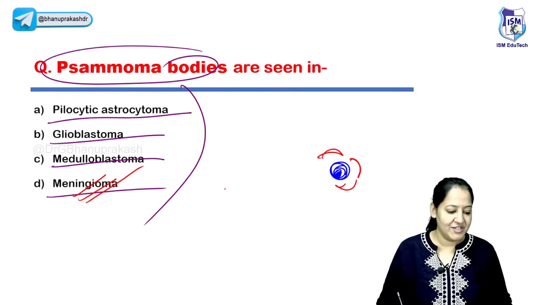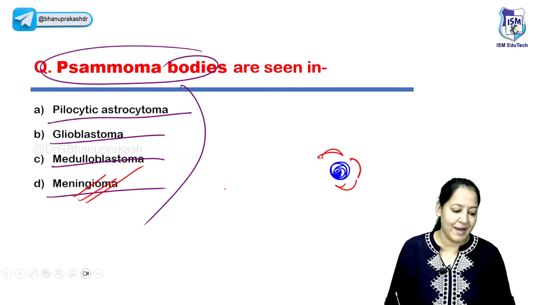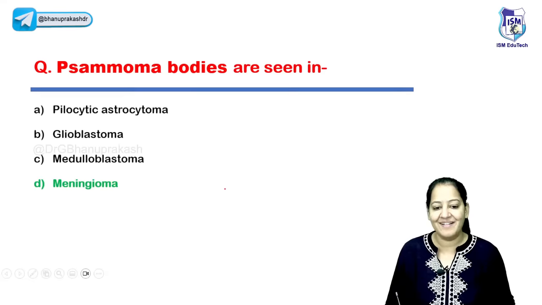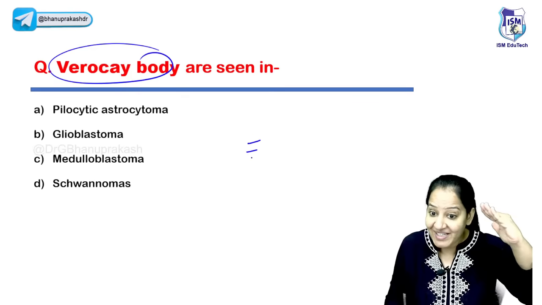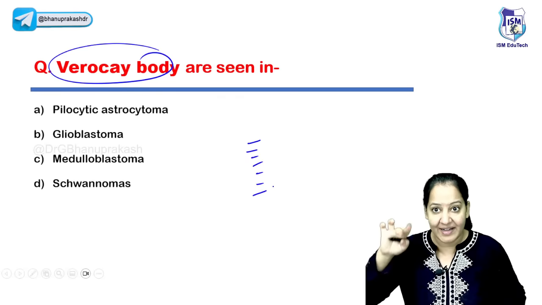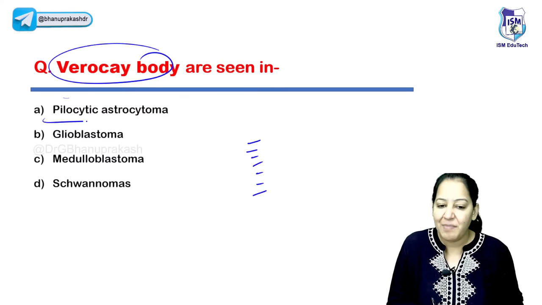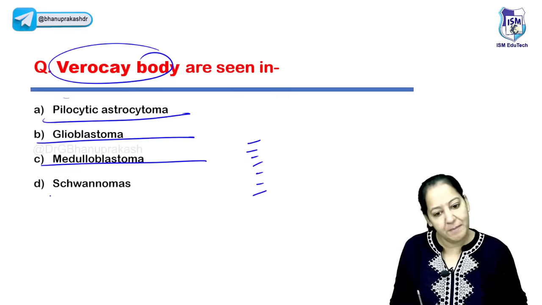Yes, absolutely right. They are common in meningioma. The next question, Verocay bodies. Just now I taught you Verocay bodies: the palisading arrangement of the nucleus, one behind the other like a stepladder. It is seen in which tumor? Is it pilocytic astrocytoma, glioblastoma multiforme, medulloblastoma, or schwannoma?